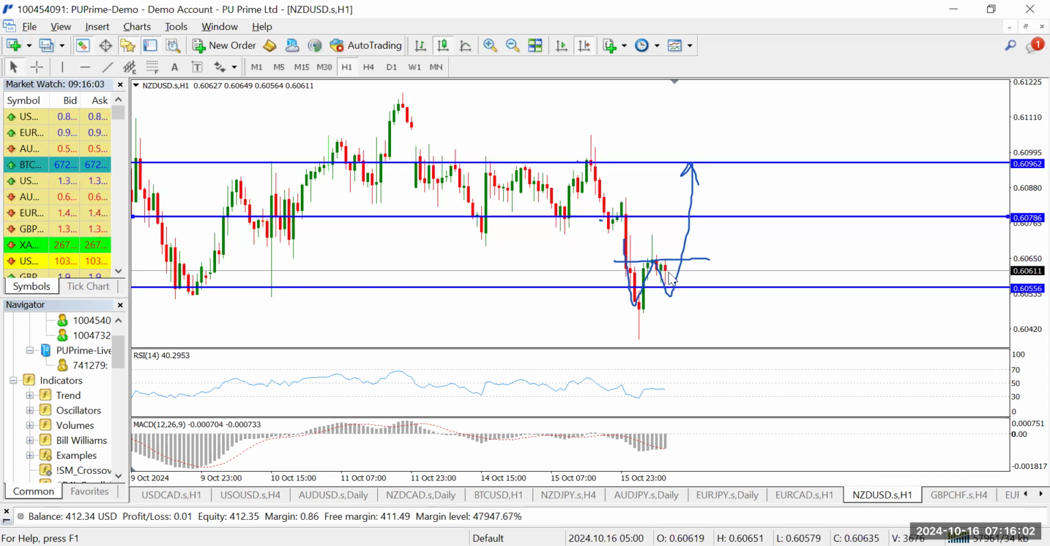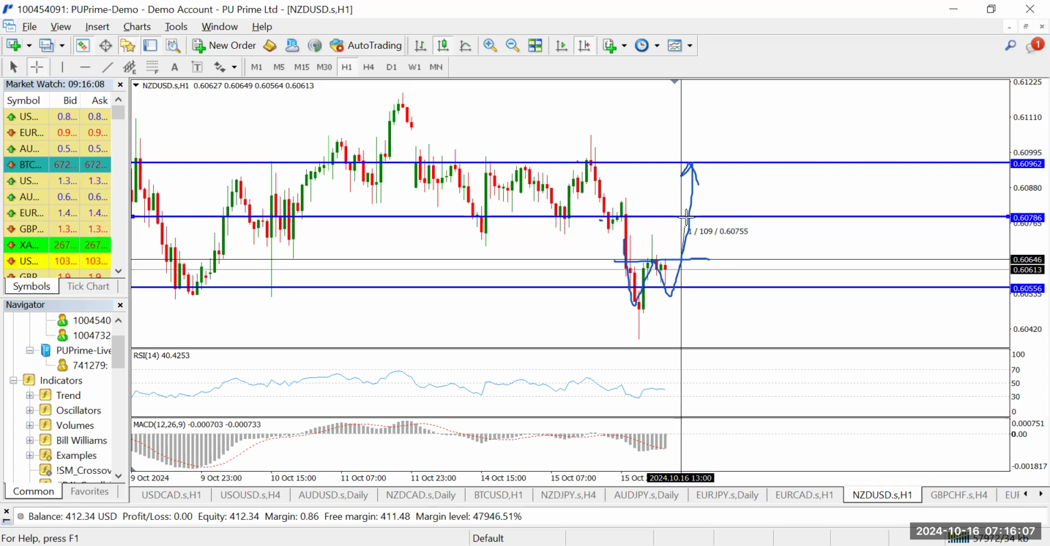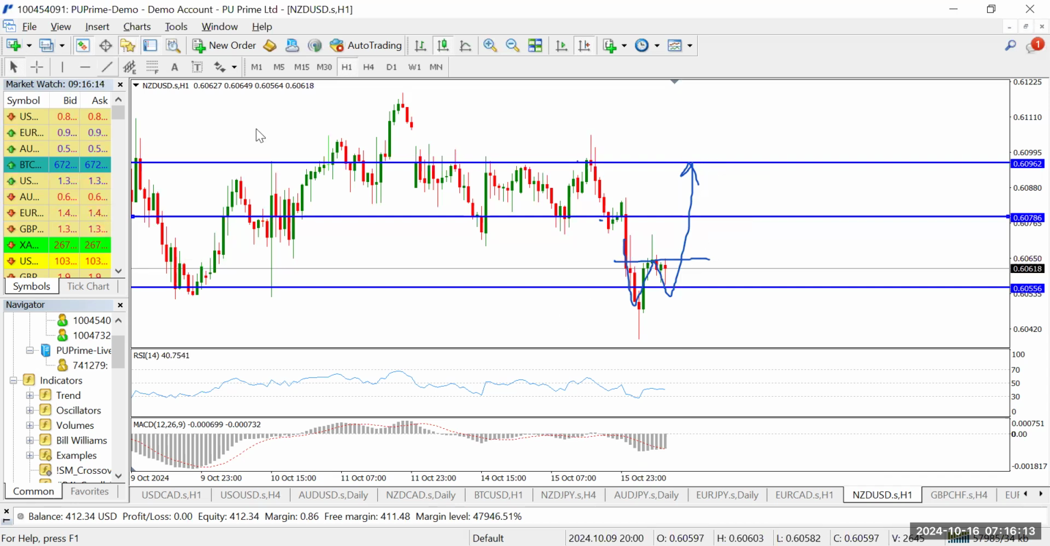If all things work out fine, we'll see a decline before a breakout upwards. And that can give us at least between 14 to 31 pips on intraday on the New Zealand USD. And all these are just intraday setups.